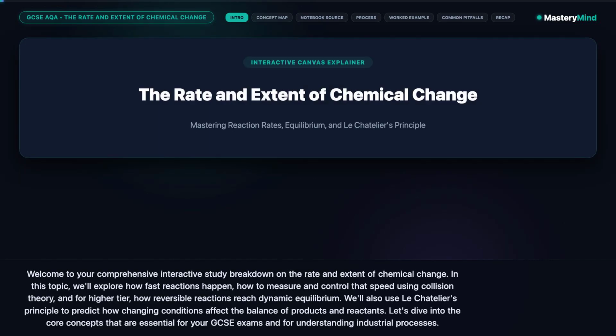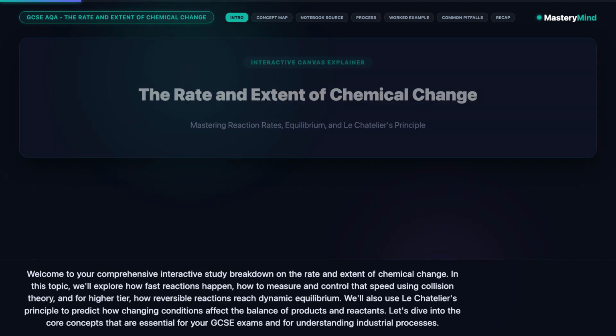Welcome to your comprehensive interactive study breakdown on the rate and extent of chemical change. In this topic, we'll explore how fast reactions happen, how to measure and control that speed using collision theory, and for higher tier, how reversible reactions reach dynamic equilibrium. We'll also use Le Chatelier's principle to predict how changing conditions affect the balance of products and reactants. Let's dive into the core concepts that are essential for your GCSE exams and for understanding industrial processes.